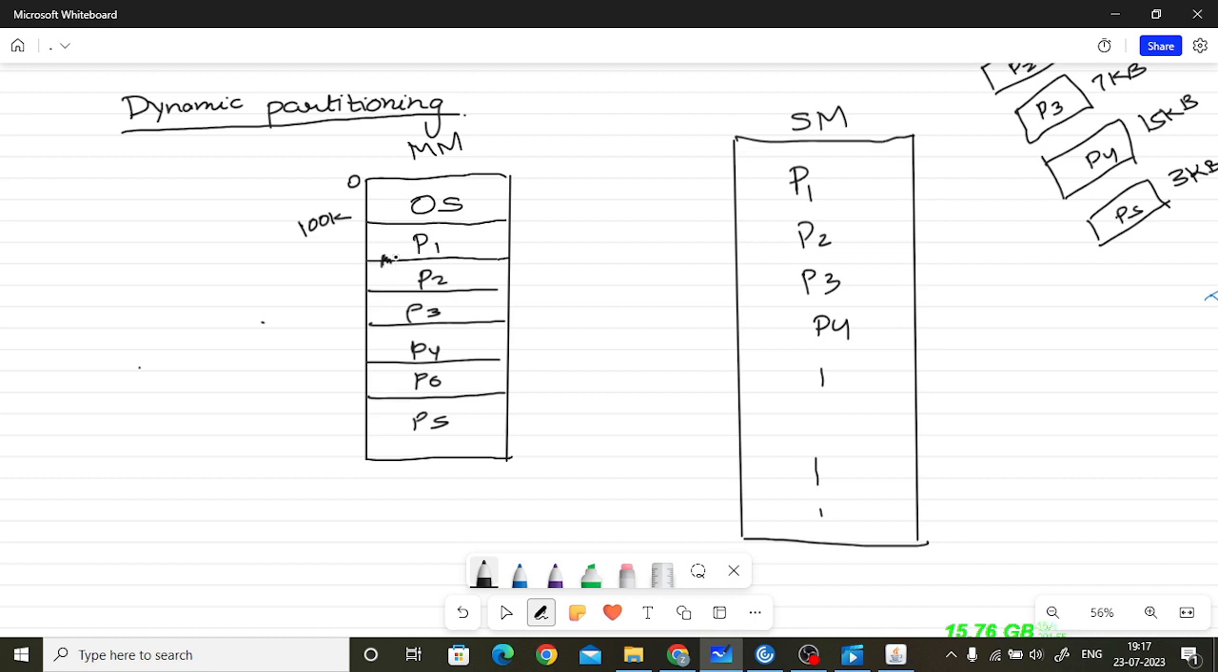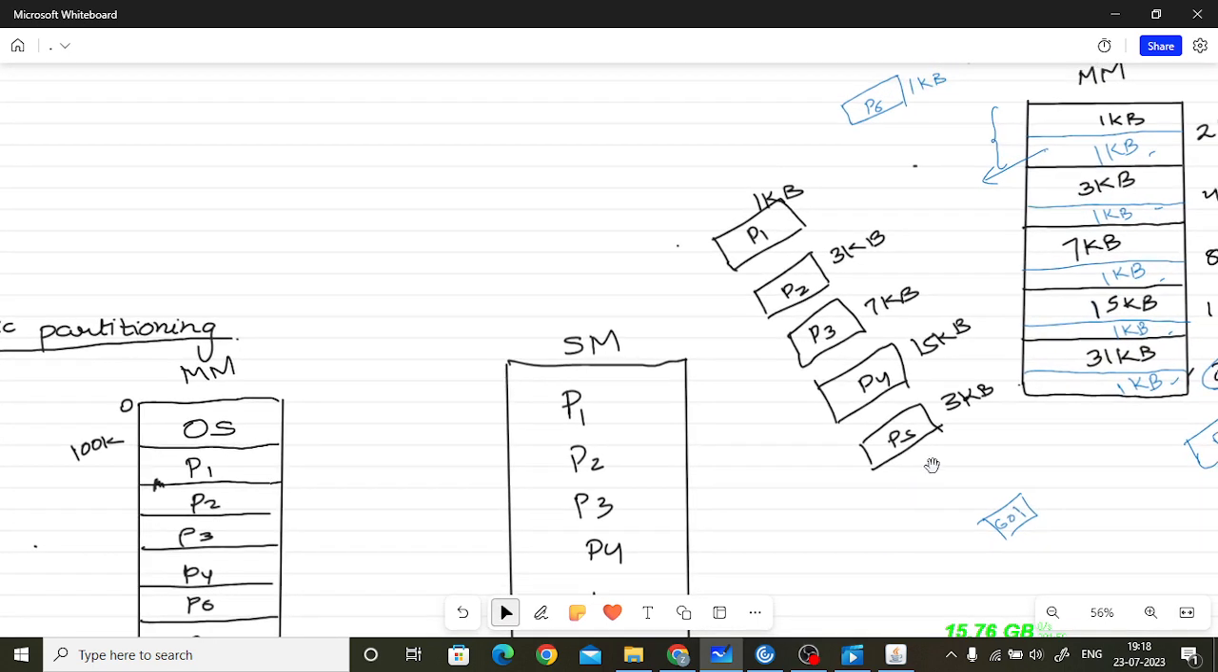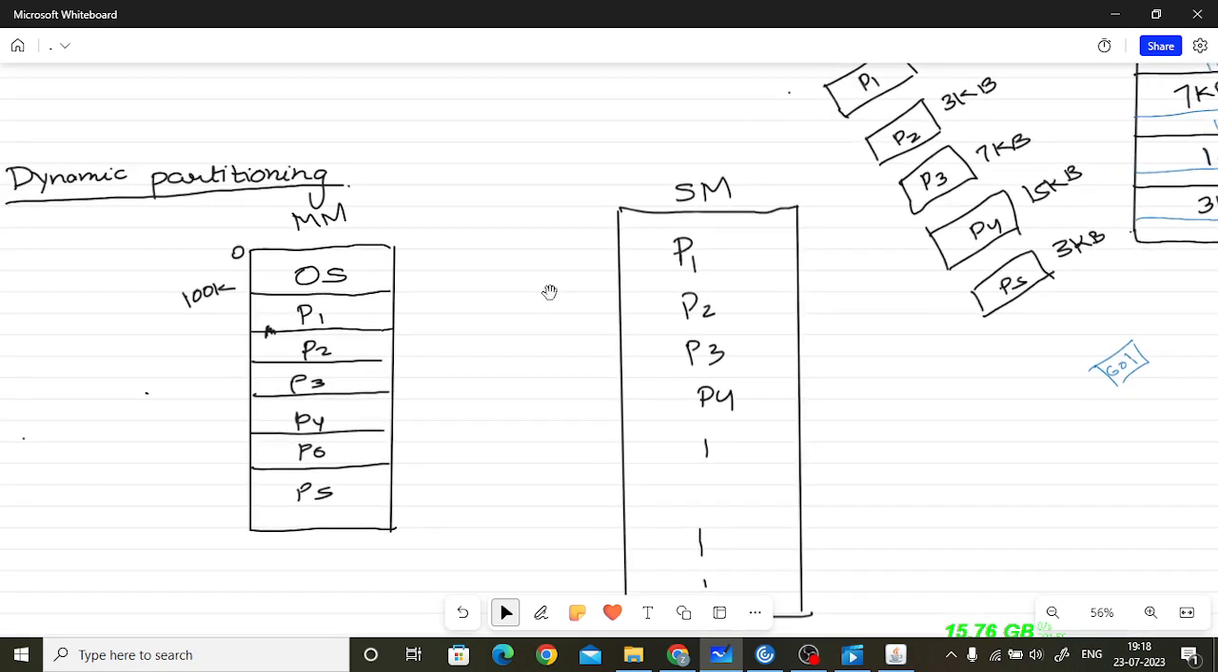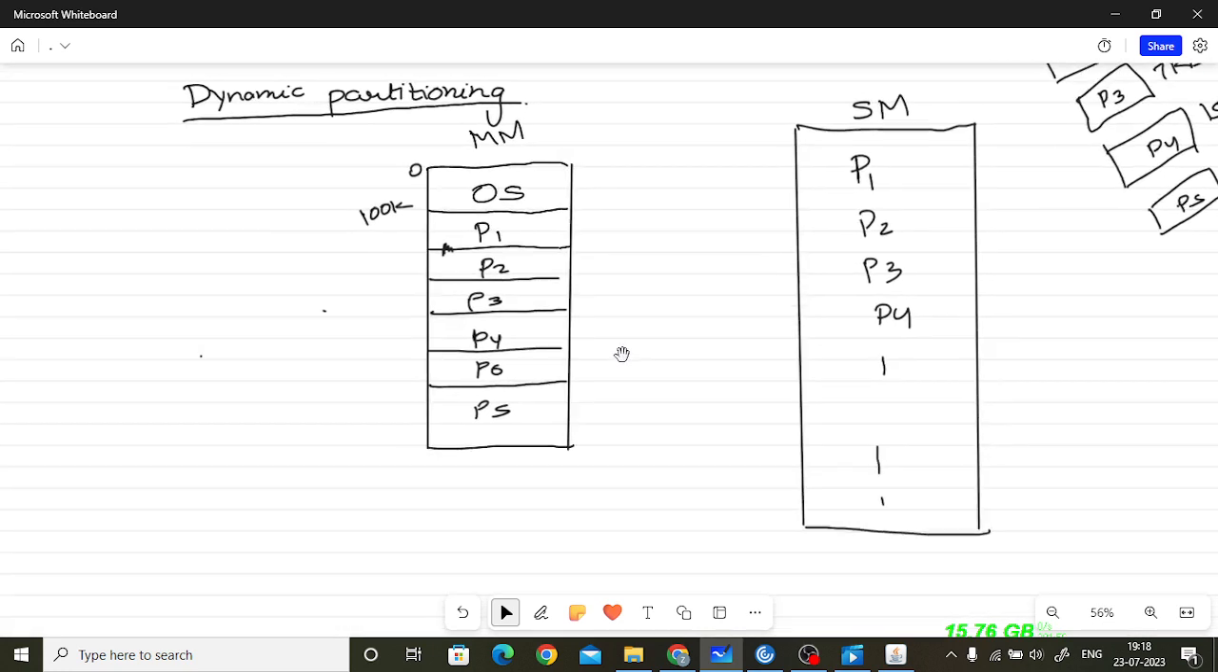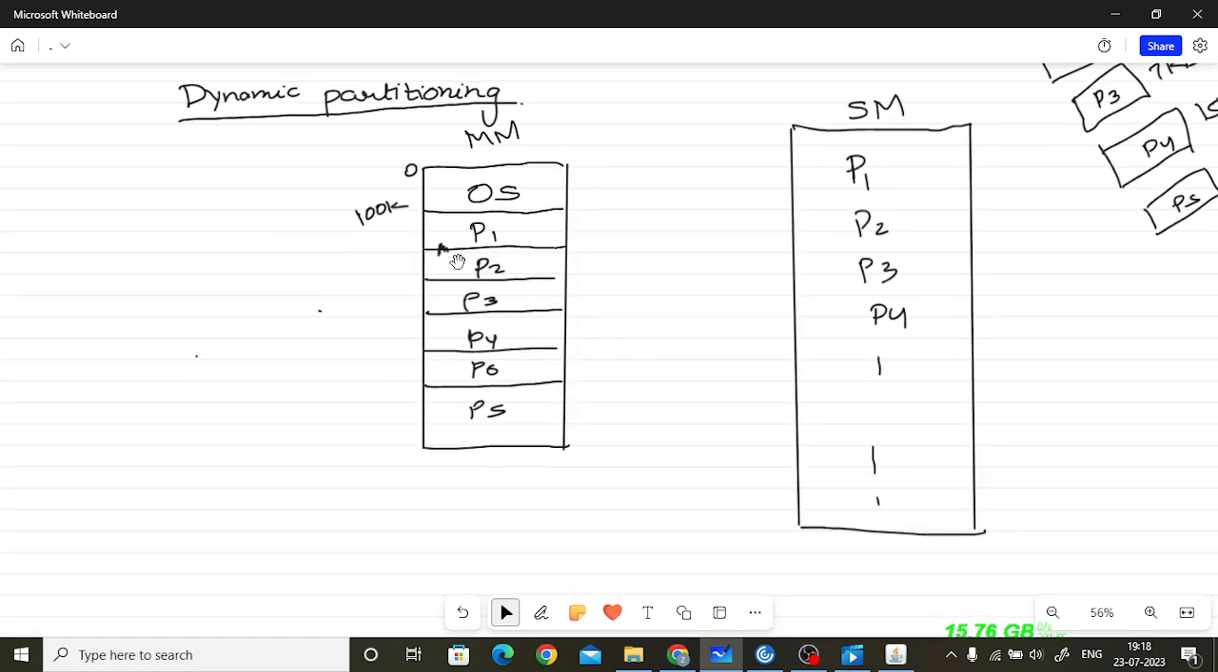Because we are not dividing the main memory into some fixed size, as we have divided here. So we have divided our memory into some fixed size partitions, and only one process can be accommodated into a partition. Suppose we have a 2 KB partition and the process size is 1 KB, then 1 KB will be wasted. In this dynamic partitioning, this condition will not be there, so internal fragmentation will not be there.